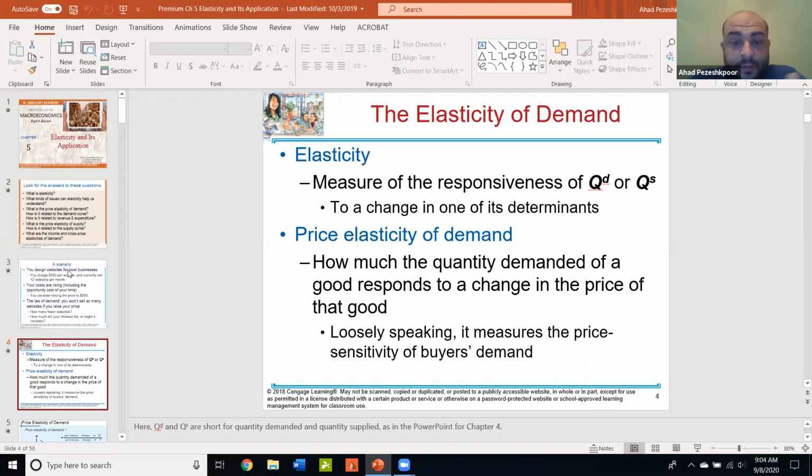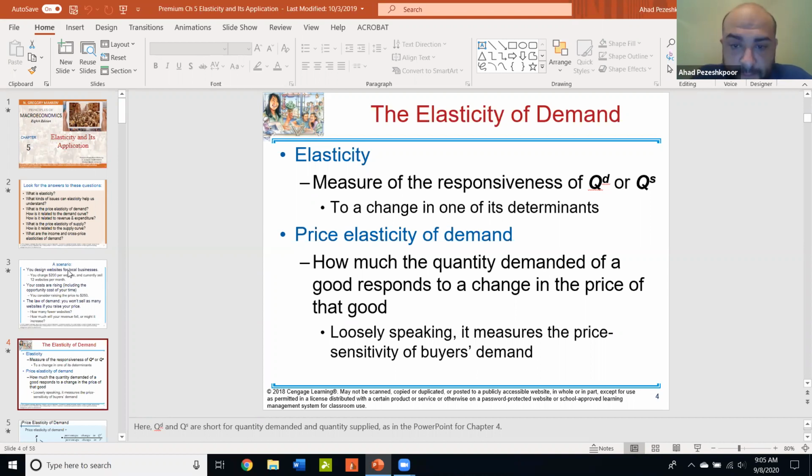For example, eggs. Where I'm from, egg is actually a huge part of a diet for low-income population, and they can't do anything about it. They just can't substitute it with something else. So if the price of egg goes up, quantity of demand will not change that much because people still need to eat. You cannot just go hungry.